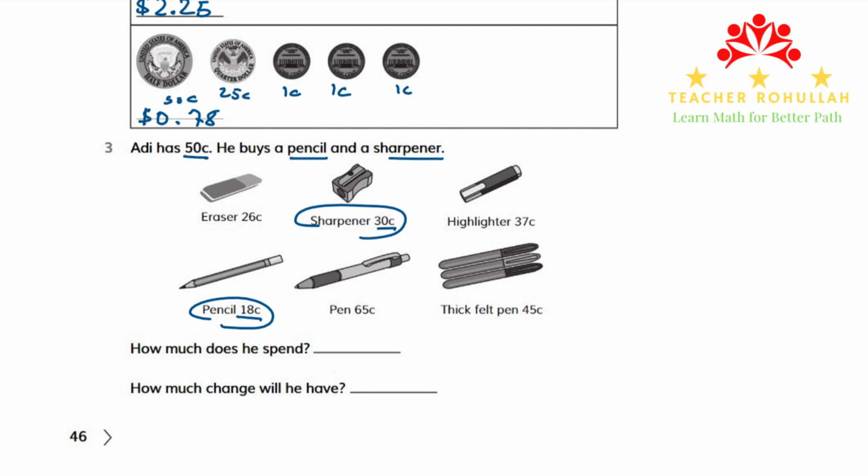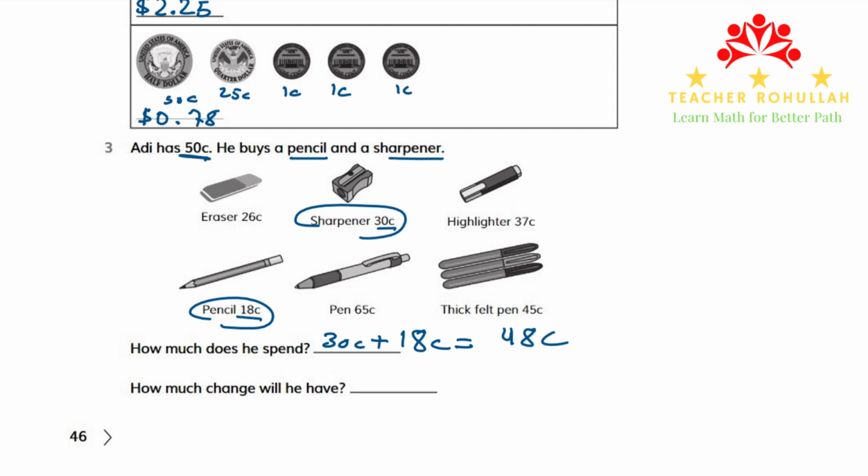Now here it asks, how much does he spend? To find out how much he spends, we have to add the price of the sharpener and the price of the pencil. The price of the sharpener is 30 cents. I will write 30 cents here plus 18 cents. 30 cents plus 18 cents will be 48 cents. How much did he have?